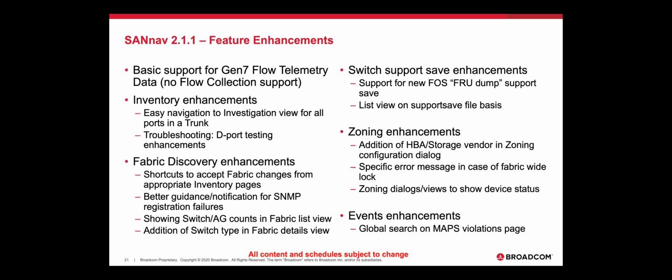In terms of features, the most important feature that we've added is the first bullet. So in 2.1.1, if you remember, I explained to you before that in SANNav 2.1.0, we supported Gen 6 flows, and in SANNav 2.1.1 and FOSS 9.0.1, we are adding support natively for Gen 7 flows. So that means that now you are able to manage an ITL or ITN, which is directly on a Gen 7 FOSS platform. We made improvements on the inventory, on the fabric discovery, on the switch support save.